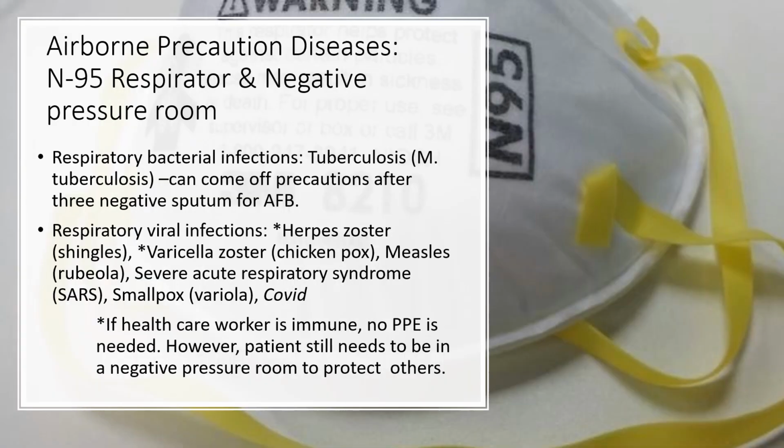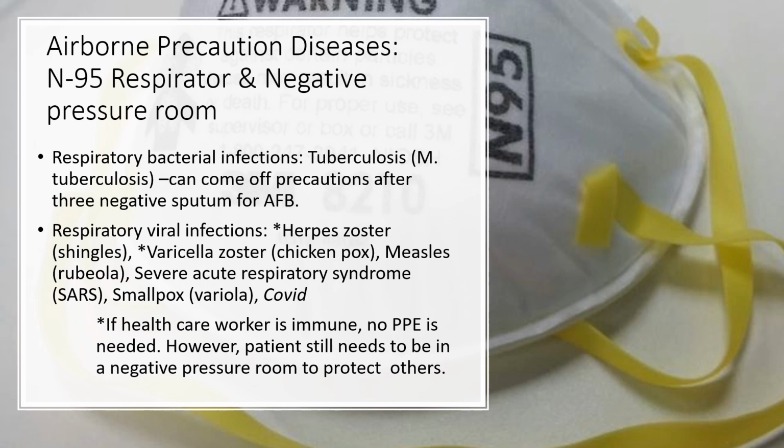Last is your airborne precaution diseases that require the N95 respirator and negative pressure room. Your bacterial respiratory diseases, it's actually only tuberculosis. Remember, somebody that is on precautions for TB can come off of their airborne precautions after they have 3 negative sputums for AFB. And then the only other ones are the viral infections that can cause the respiratory illness, which is what we already talked about, the herpes zoster, the varicella zoster, and the rubeola measles.